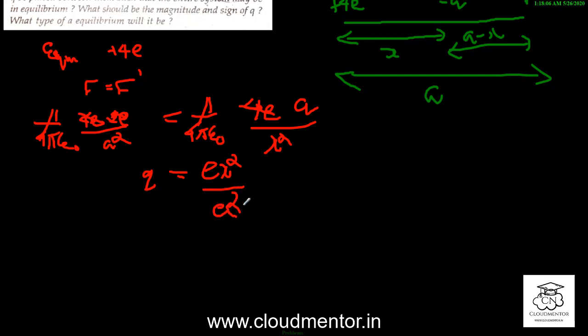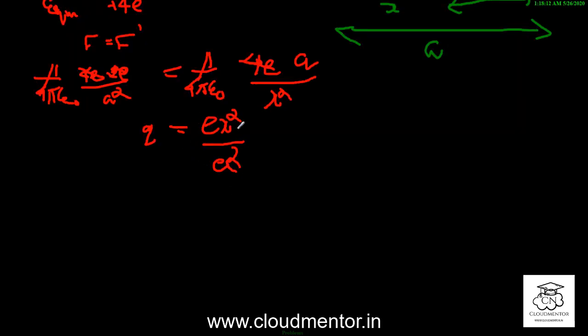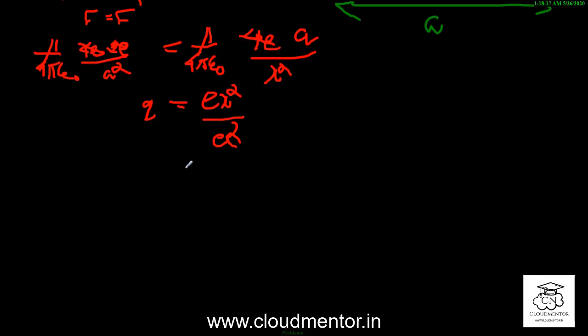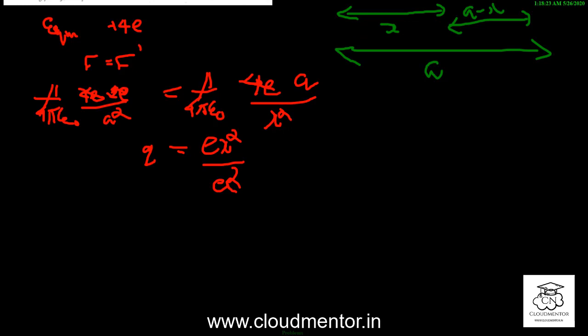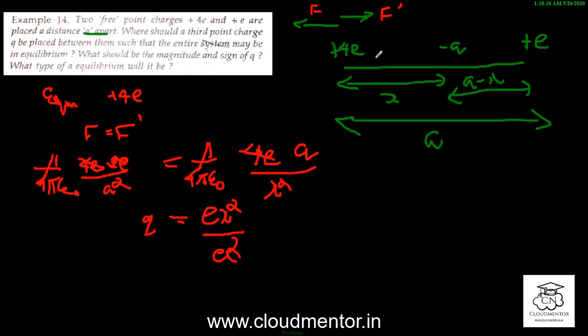So we got qx square by a square, but this is still unknown because we don't know the position x, so we have to find x. Now for the equilibrium of the minus q charge, the attraction between plus 4e and minus q must be equal to the attraction between minus q and plus e. Let the attraction between plus 4e and minus q be F1, and the attraction between plus e and minus q be F2.